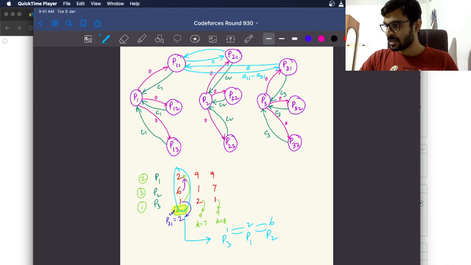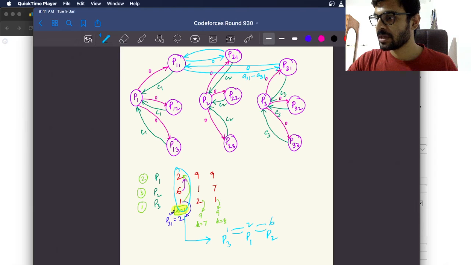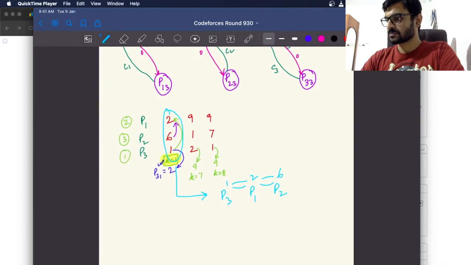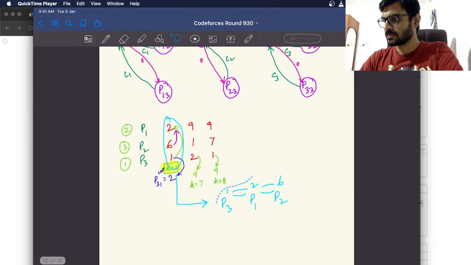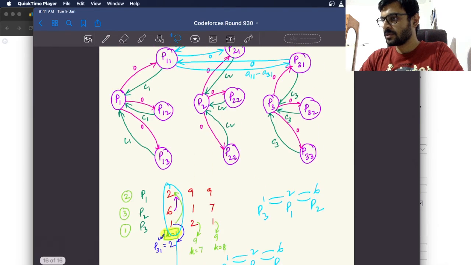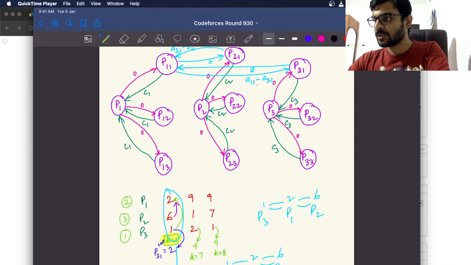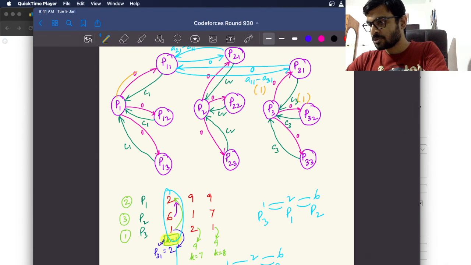P21 to P11 will be A21 minus A11, which is 6 minus 2. All these subtractions, these differences will be positive. So if you want to see what those values are according to the question, this value will come out to be 1, and this value will also come out to be 1. So you will come through 0 over here, then through 1 over here, and then through 1 over here. In this way, you can reach P3.